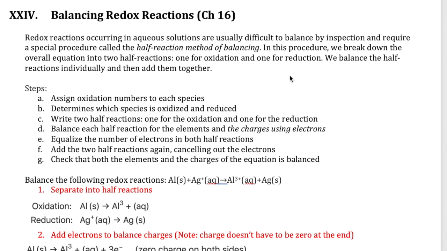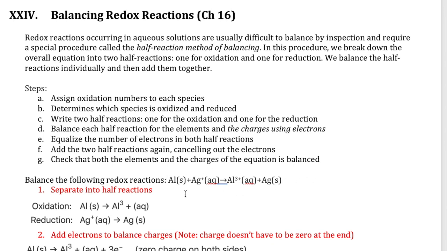Most of the time, it's not as easy as just looking at the equation to balance it. So for example, if you look at this equation right here, aluminum and silver ion going to aluminum ion and silver, you might look at that, and based on our ability to balance so far, which is just looking at number of elements and making sure that they're correct, that might look like a balanced equation because you have one of each of the elements.